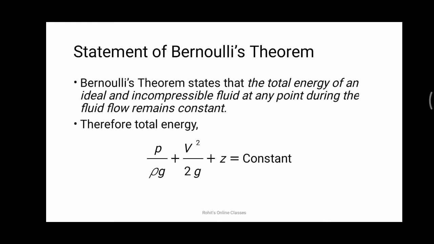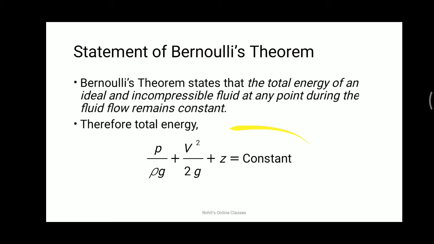Are you getting this? So in this formula you can see P is nothing but the pressure, then rho g, that we already know, rho is the density of the fluid, g is acceleration due to gravity, correct? Then this v square by 2g is nothing but kinetic energy. What is the formula of kinetic energy?